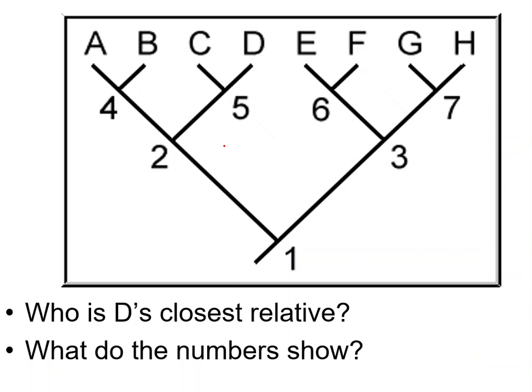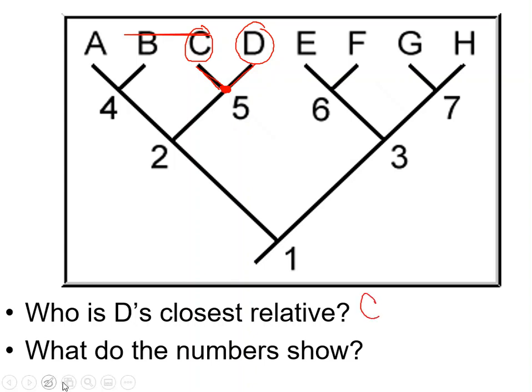So here's a cladogram for just letters for different species. Who is D's closest relative? So here's D. Basically, you would trace back and find the common ancestor, the first intersection between D and another species, which is shared with C. So there's their common ancestor right there.